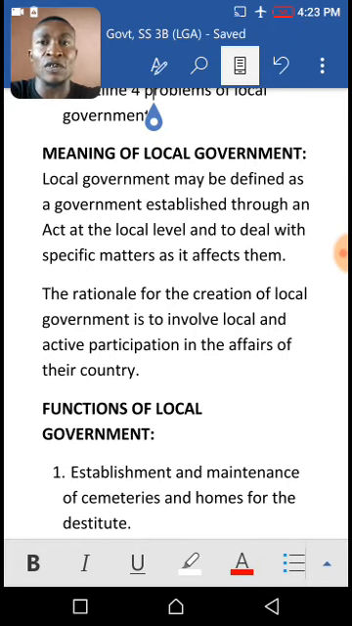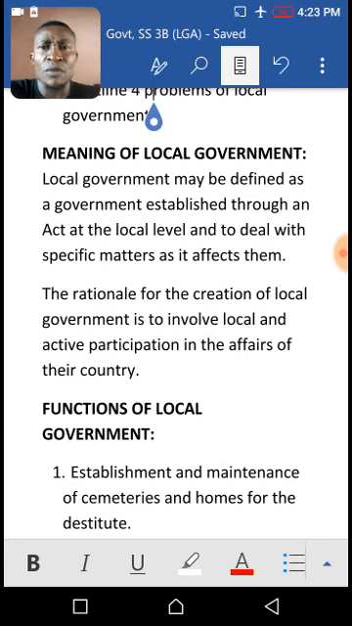It has the backing of the law. It is a legitimate entity. It is an authority institutionalized by the law to administer, to regulate, to coordinate and organize the affairs of the people at the local level.